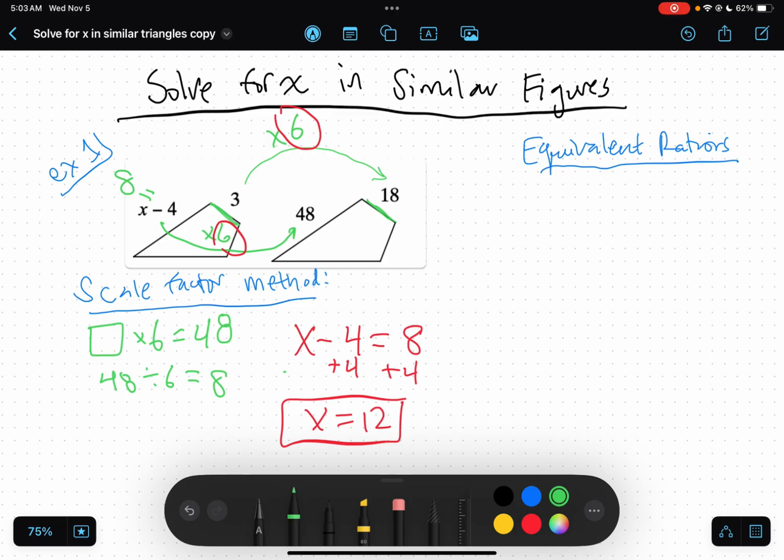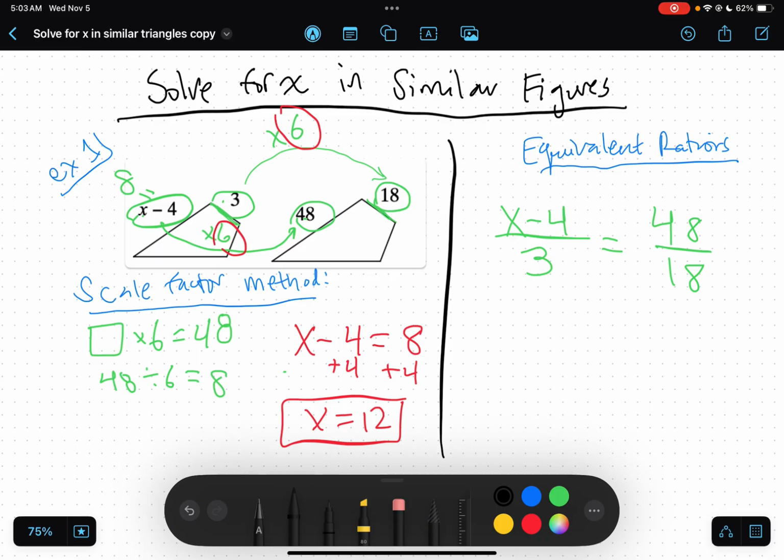The equivalent fractions method means I'm going to make a ratio from these sides and a ratio from these sides and set them equal to each other. So I will say x minus 4. The ratio from this side to this side is the same as the ratio from this side to this side. And then we can solve it out with the method we learned in class yesterday. Just multiply both sides of the fraction by each other's denominator.